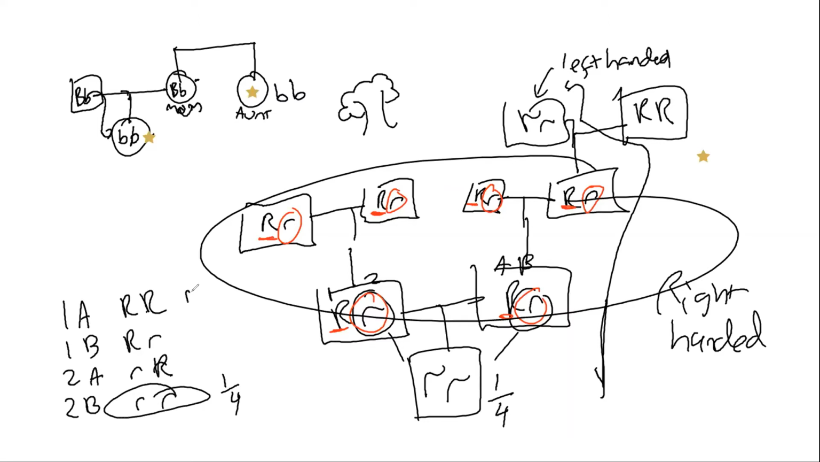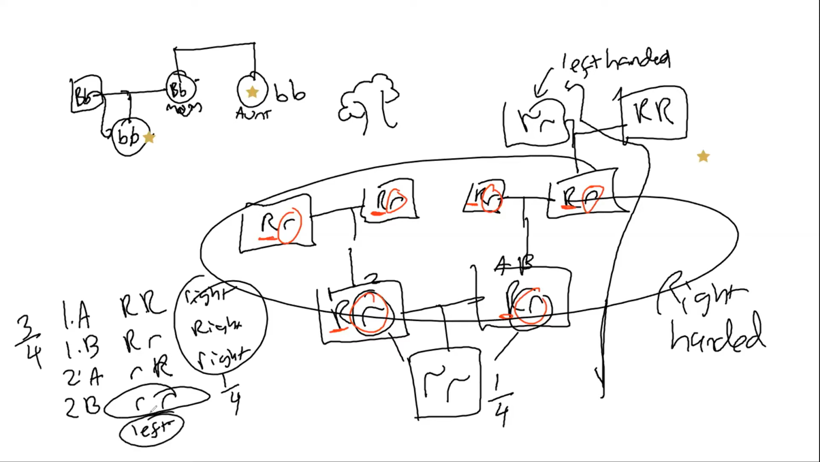This one, dominant gene, right-handed. This one, dominant gene, right-handed. This one, dominant gene, right-handed. This one, no dominant gene, left-handed. So therefore, there is a 1, 2, 3 out of 4 chance that this person will be born with right-handedness. There's only a 1 out of 4 chance that they'll be born with left-handedness. That's where the 1 out of 4 comes from.